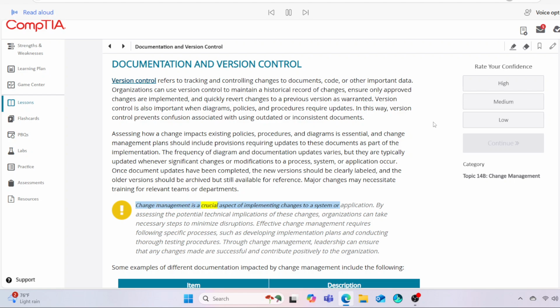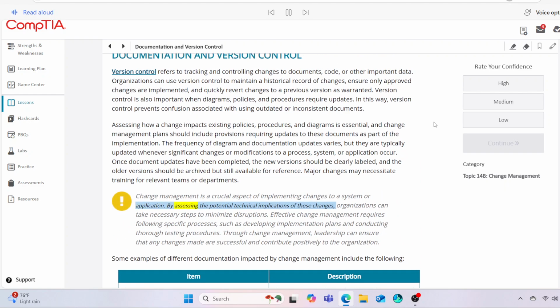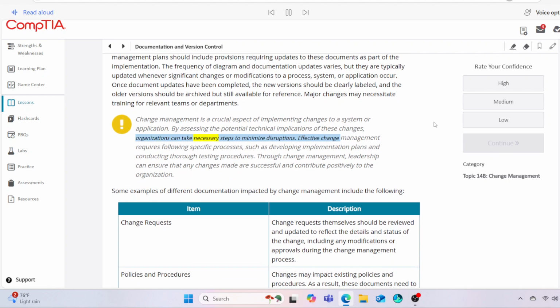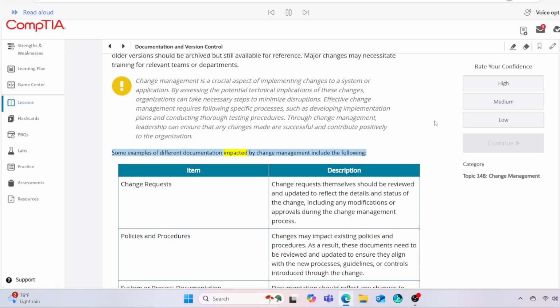Change management is a crucial aspect of implementing changes to a system or application. By assessing the potential technical implications of these changes, organizations can take necessary steps to minimize disruptions. Effective change management requires following specific processes, such as developing implementation plans and conducting thorough testing procedures. Through change management, leadership can ensure that any changes made are successful and contribute positively to the organization. Some examples of different documentation impacted by change management include the following.